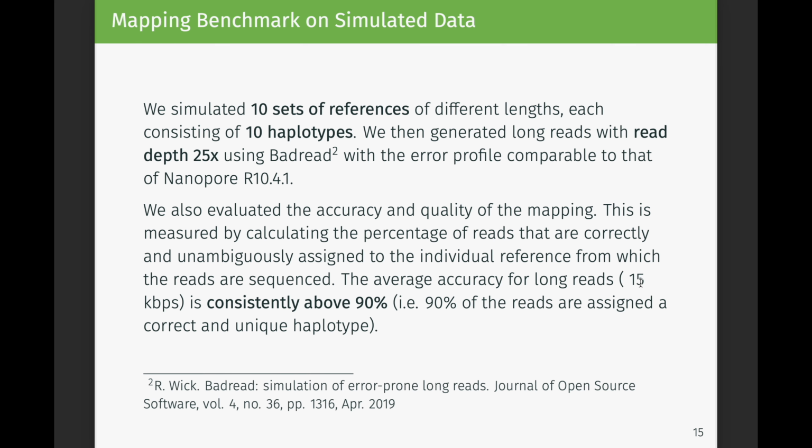We also ran some tests on simulated data. We simulated 10 sets of references of different lengths, each of 10 haplotypes. Then we generated long reads with read depth 25 that approximates long reads generated by nanopore sequencing. We evaluated the accuracy and quality of the mapping, and the average accuracy turns out to be consistently above 90%. That means 90% of the reads are assigned to a correct and unique haplotype, unambiguously.